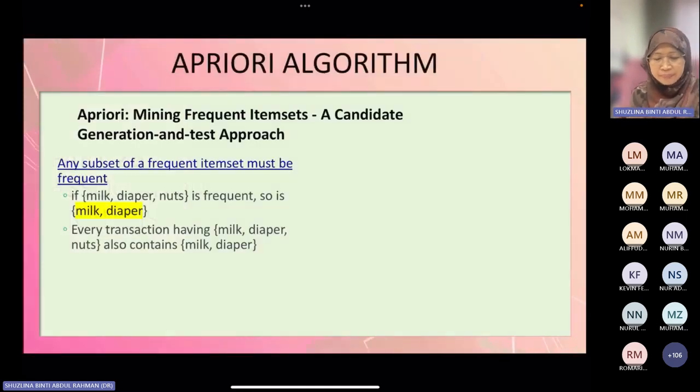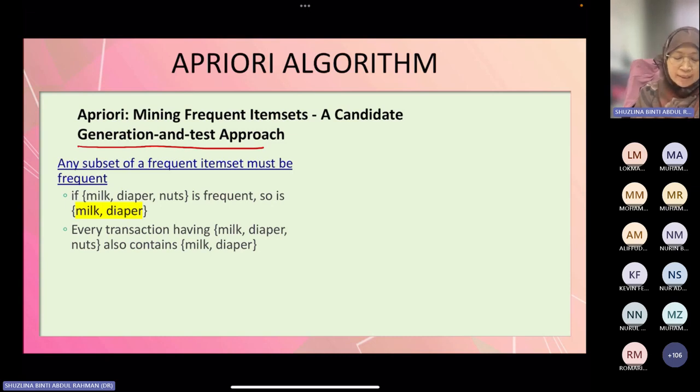But it tried to give us a more systematic way of how to conduct this task of association analysis. This Apriori algorithm tries to mine the frequent item sets by the approach of generation and test. Generate and test.